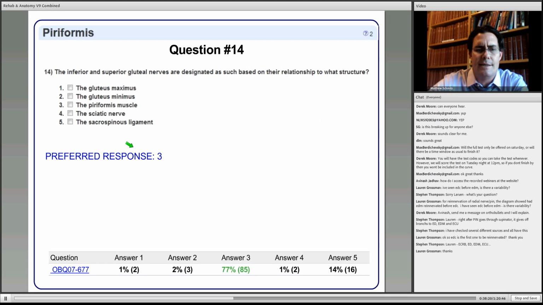Looks like about 75% of people were able to answer that correctly, with a smattering of choices, the most common being the sacrospinous. So again, just remember, it's not in relation to the sacrospinous ligament, because the superior gluteal artery and nerve actually leave inferior to that sacrospinous ligament. But they are superior to the piriformis. That's what puts them in the greater sciatic foramen, being inferior to that sacrospinous ligament.